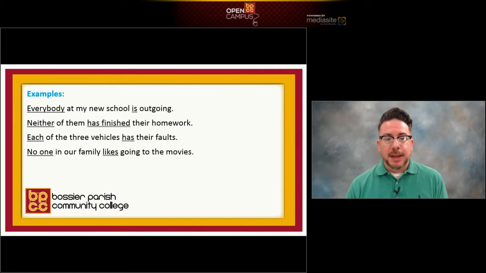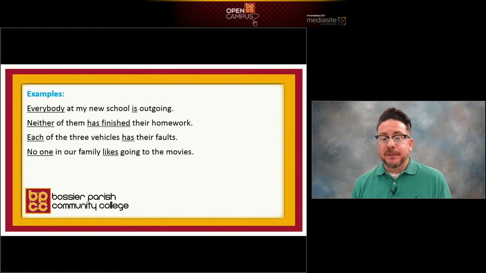For example, everybody at my new school is outgoing. Now, that might seem contradictory here because when you say everybody, you're usually thinking of more than one person, right? But everybody is an indefinite pronoun, and so we treat it like it's singular, and we use the singular form of the verb is. Neither of them has finished their homework.